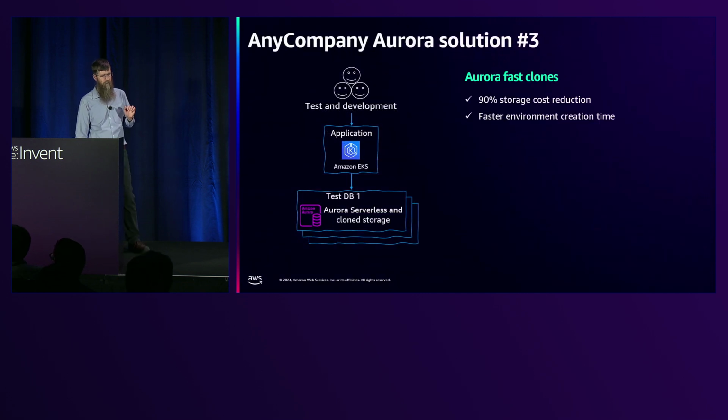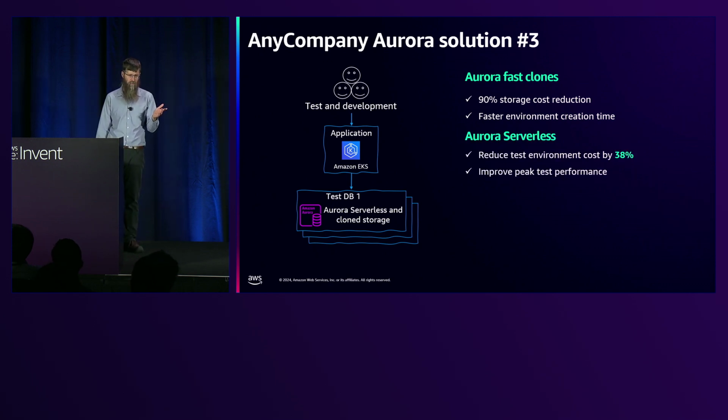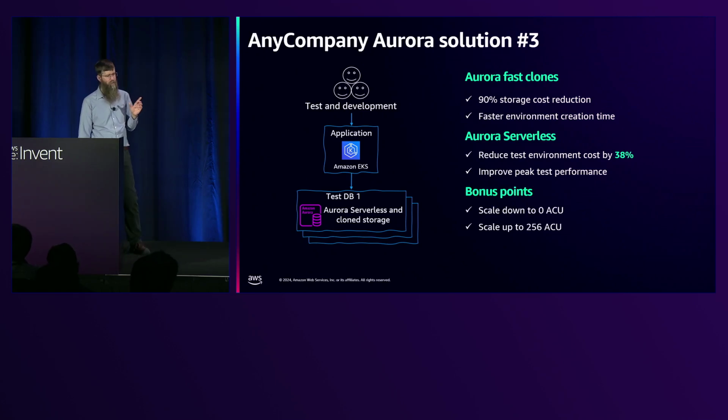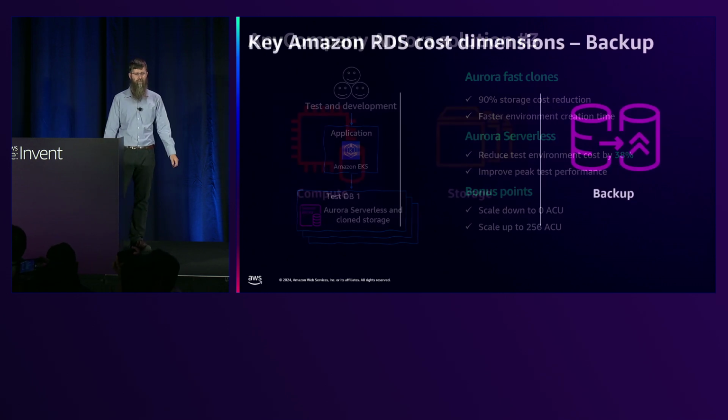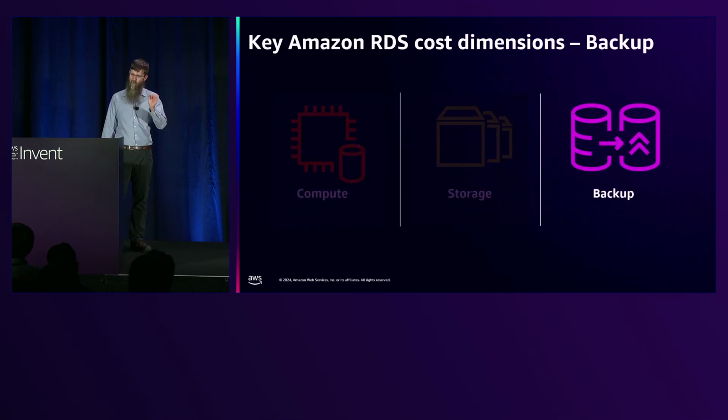Cool. So how do we do? We got 90% cost reduction. And by using serverless for the test instances, we saved 38% on the compute as well. And for bonus points, we were able to scale down to 0, that new feature, go all the way down, and go up to 256 really big. So if we want our testers to be able to do something really big, we can do that as well. Awesome. Backup. We'll quickly talk about backup.